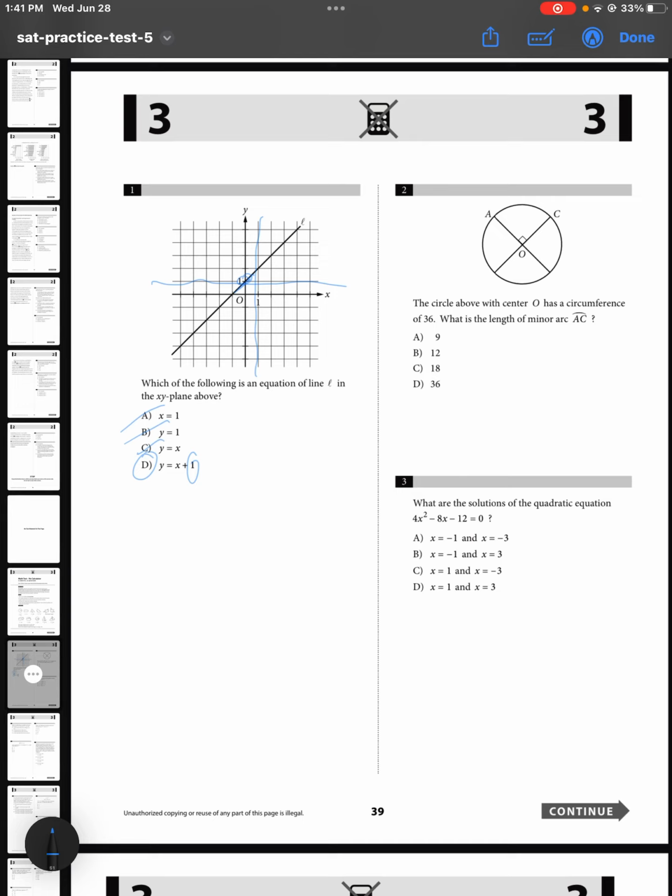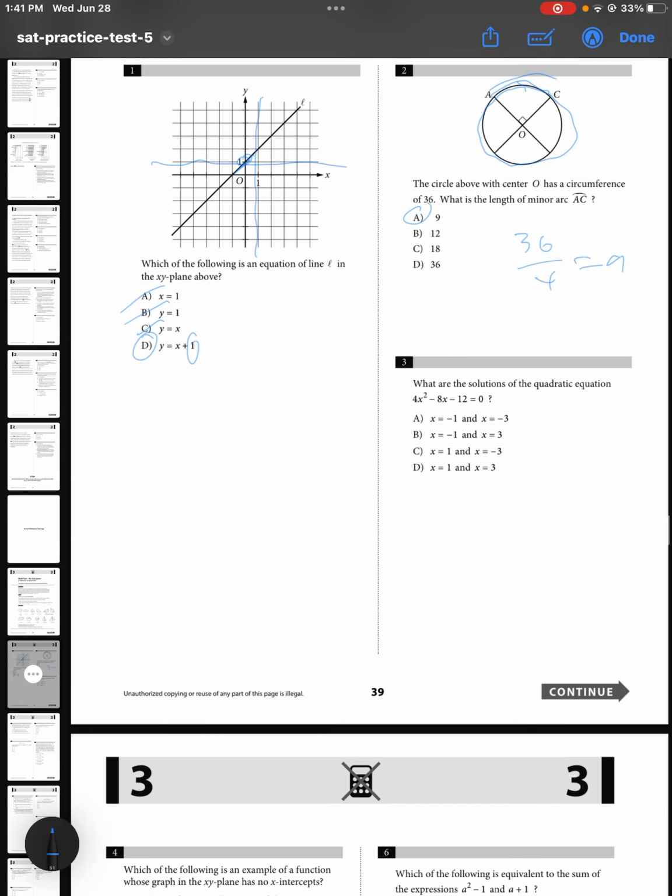Okay. The circle above with center O has a circumference of 36. What is the length of minor arc AC? Okay, so circumference is just this whole length. I'm sure y'all know that. So minor arc AC, we have a 90-degree angle. 90 degrees is 1/4 of 360, and we know the whole circle has 360 degrees. So this will be 1/4 of the length. So 36 over 4 equals 9.